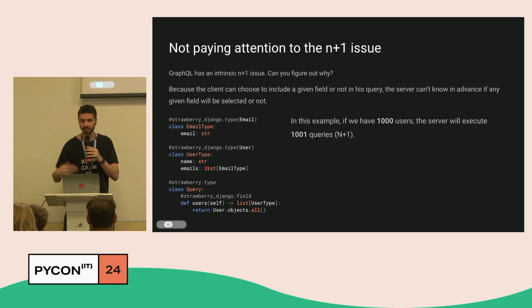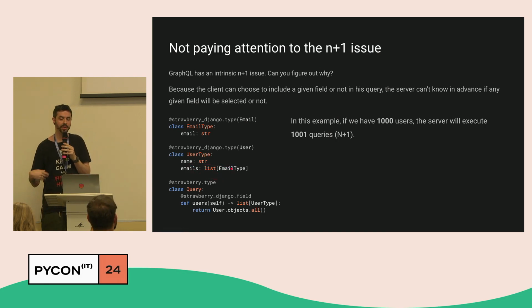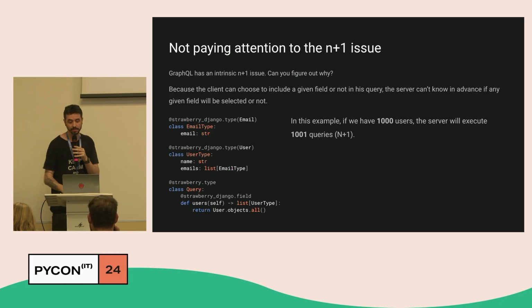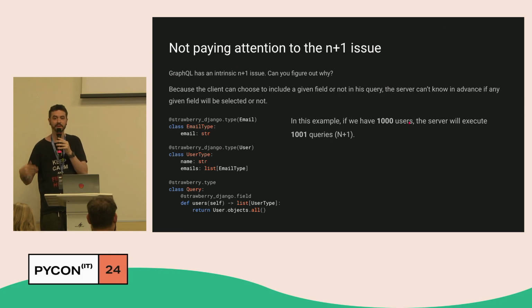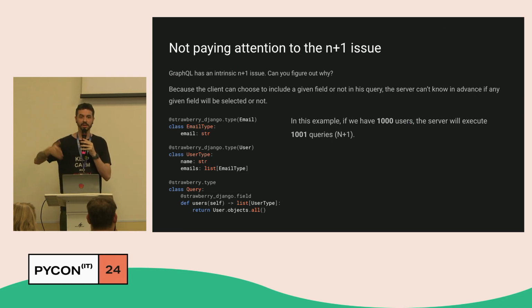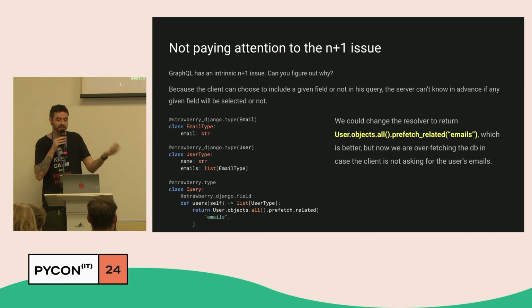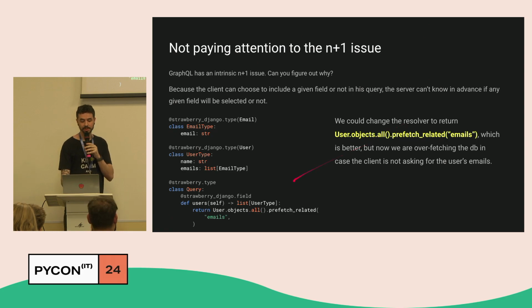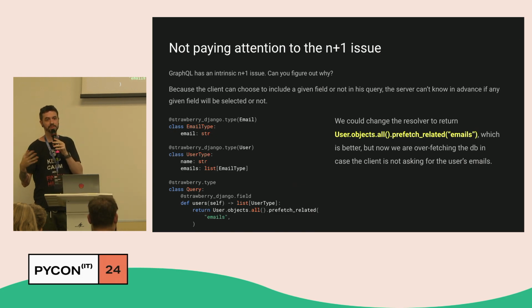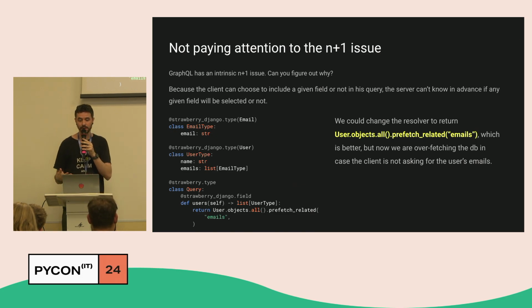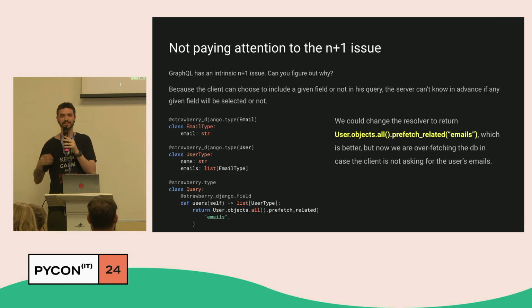If it is asking for the emails, you just have an n+1 issue there, because if you have 1,000 users, it's going to make a request to get the users, and then 1,000 more to get each user's emails. We could easily change that by doing a prefetch related. Anyone that works with Django probably knows about this, which is going to reduce this to just 2 requests. But still, this is much better, of course.